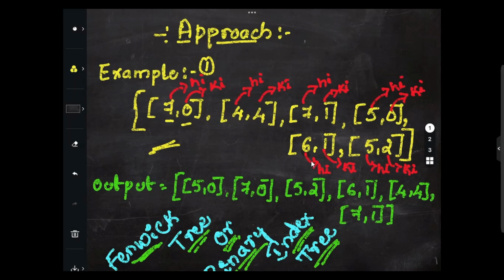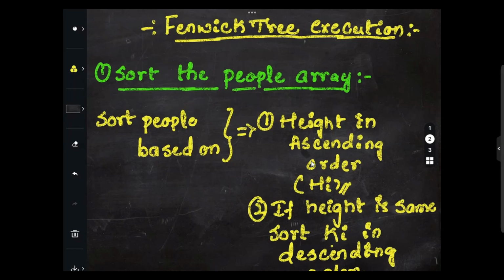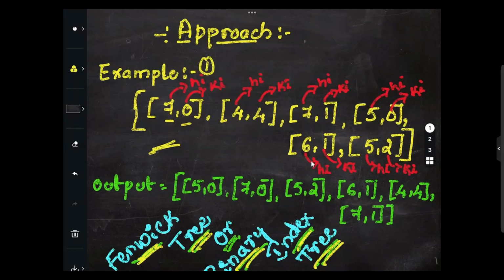We will be making use of the Fenwick tree, or binary indexed tree, to solve this problem. Just keep this in mind. So let's move on with the first step. In the first step, we will sort the people array. When I say we will sort the people array, we will sort by the ki part, all the ki part here.